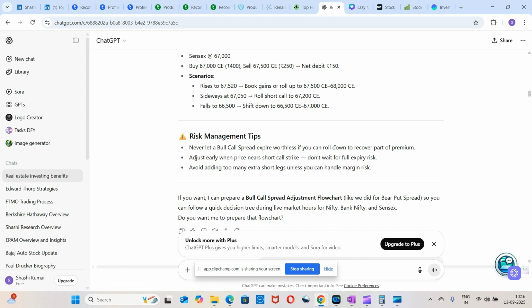Okay, if it's rising, if it's in your view, book the profits. If it's against your view, you close the position. Okay, if it's sideways, then you move your call leg to the ATM so that you get some theta decay benefit. Okay. So never let a bull call spread expire worthless, roll down to recover part of the premium. These are the risk management tips. Adjust early when price is near short call strike. Don't wait for full expiry risk. Avoid adding too many short legs unless you can handle margin risk.